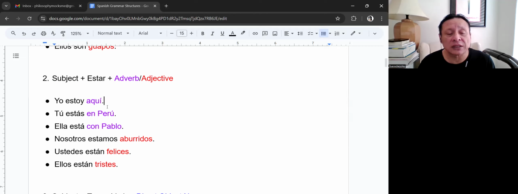So aquí is here. Tú estás en Perú. There's our prepositional phrase. En Perú is in Peru. And so this is for placement, for location, we use estar. Tú estás en Perú. Ella está con Pablo. Prepositional phrase, so it's an adverbial here. She is with Pablo.